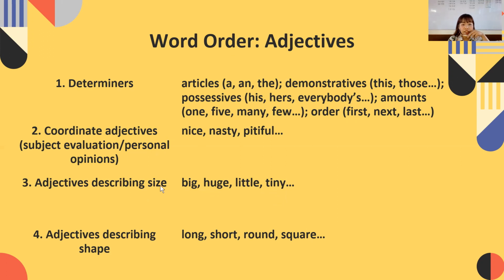After these adjectives describing size, we also have the next one. So this is actually the order: after your determiners, it should be followed by your coordinate adjectives. If the coordinate adjectives are present in the sentence or phrase, then it should be followed by adjectives describing size. After that, it should be followed by adjectives describing shape. For shape, we have the following examples: long, short, round, square, triangular, oblong, and heart shape, for example, pentagon, and so on and so forth.